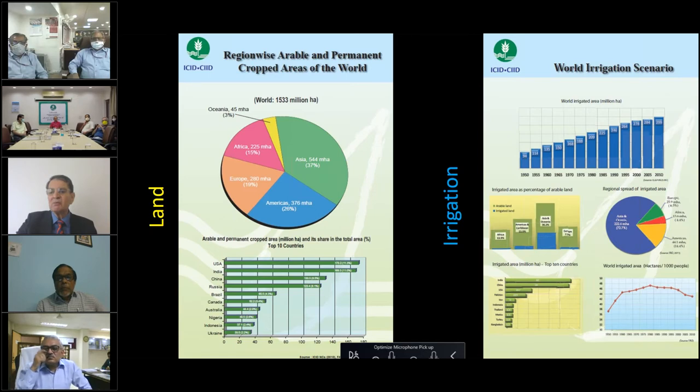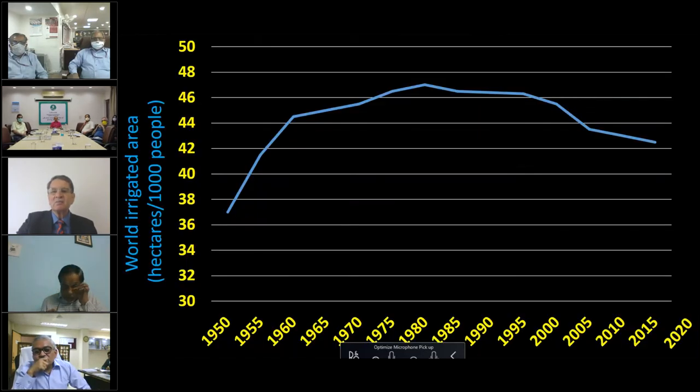But you'll see on the bottom right, there is a curve, but I will enlarge it. In terms of the world irrigated area, hectares per thousand people, there is a decrease in terms of the hectares. In 1980, it was approximately 47 hectares per thousand people, and it is decreasing towards 42 hectares per thousand people by the year 2020.